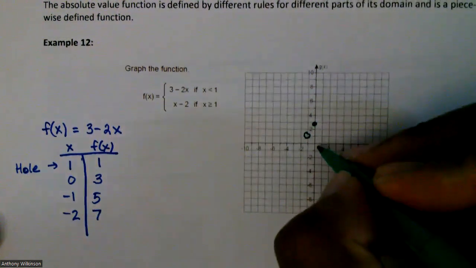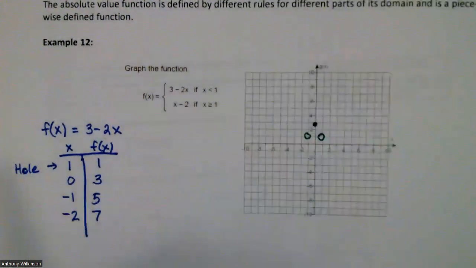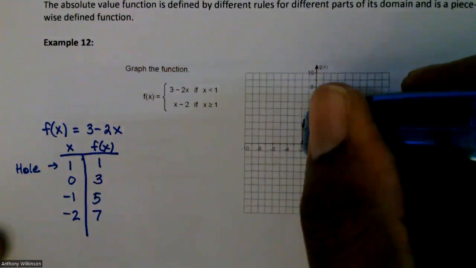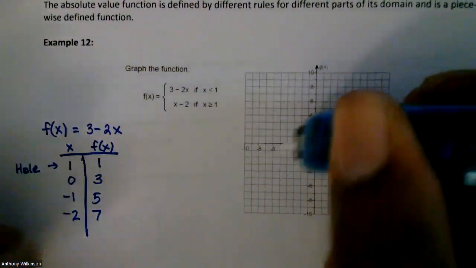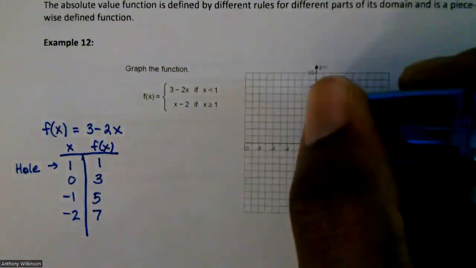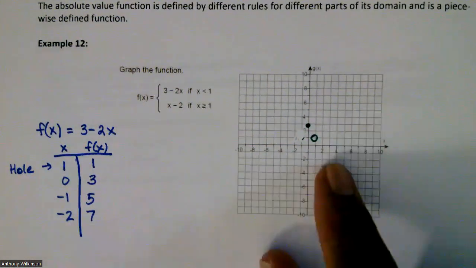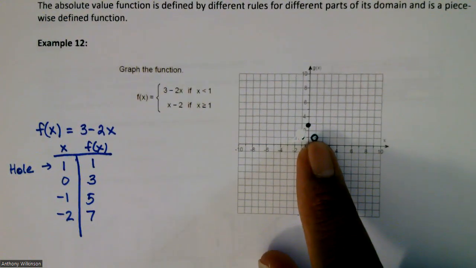Oh, I'm sorry. This is wrong. To the right 1 and up 1. That's this one right here. That's where the hole in the graph will occur. So disregard this right here. Okay, disregard that. To the right 1 and up 1, that would be the point where the hole in the graph will occur.